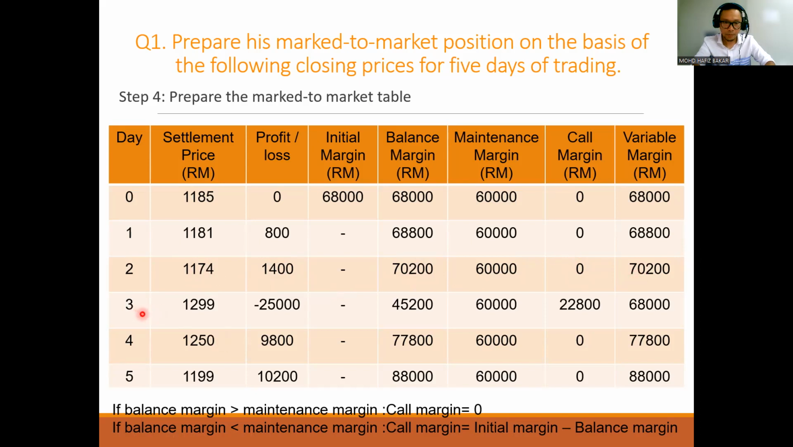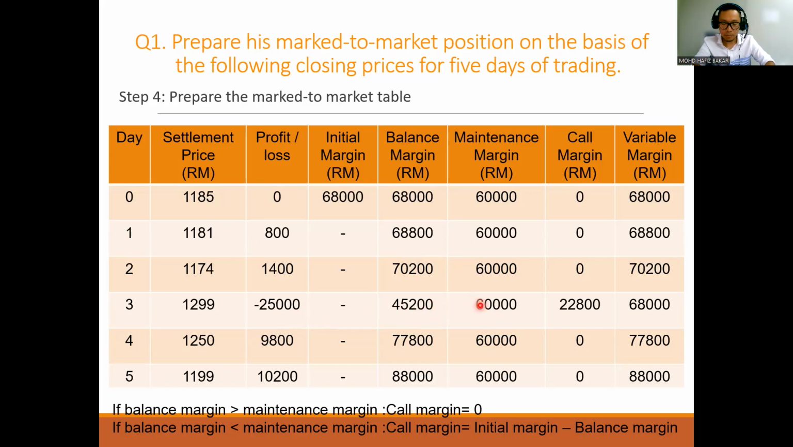Okay, so the variable margin will be 70,200. And then for day 3, the daily price for day 3 is 1299. So we already calculate day 3's profit or loss, so getting a loss of 25,000. So bila loss, kita ambil nilai daripada deposit amount tadi, 70,200 minus 25,000, so akan jadi 45,200. Since this one is lesser than 60,000, so they need to top up.